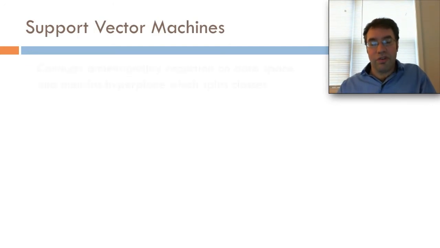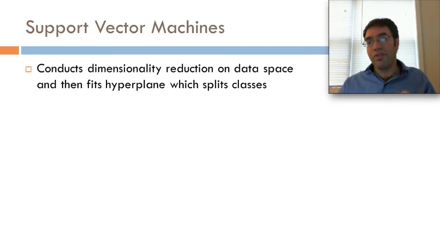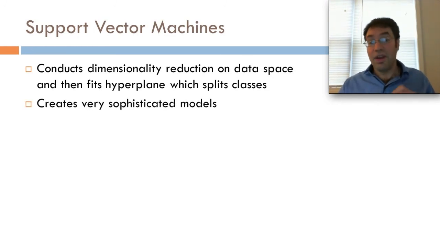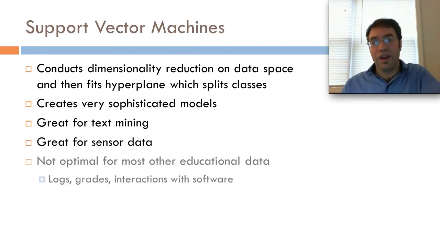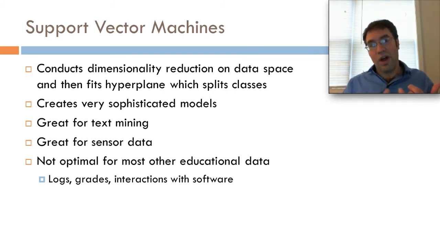Support vector machines are such an example. They conduct dimensionality reduction on data space and then fit a hyperplane which splits the classes. This creates very sophisticated models, and it's great for text mining for reasons that aren't worth going into right here. It's also great for sensor data, but it's not optimal for most other educational data, including things like logs, grades, and interactions within the software.